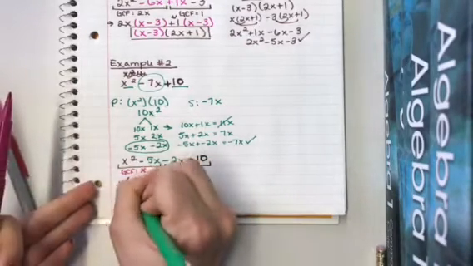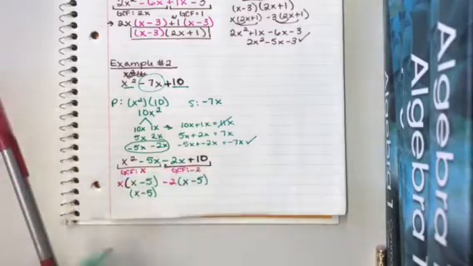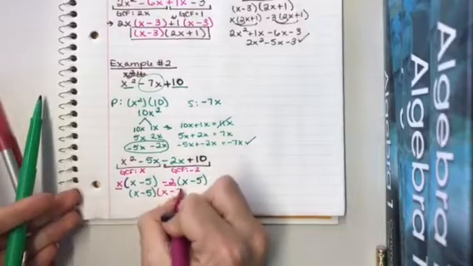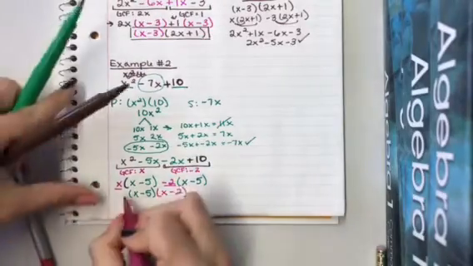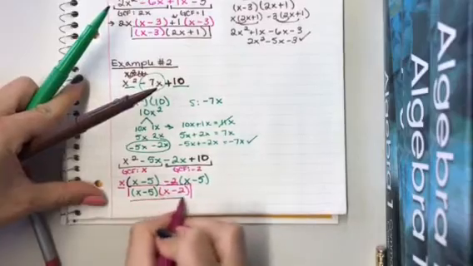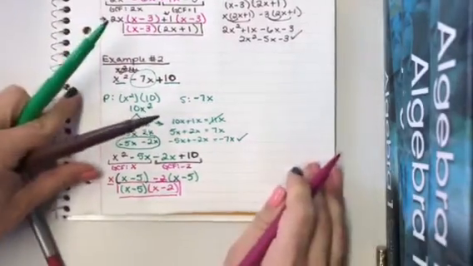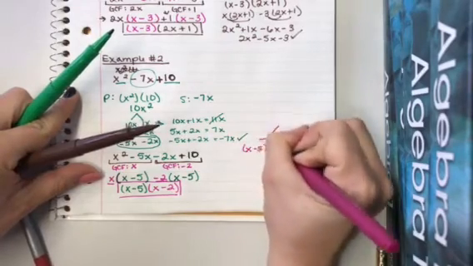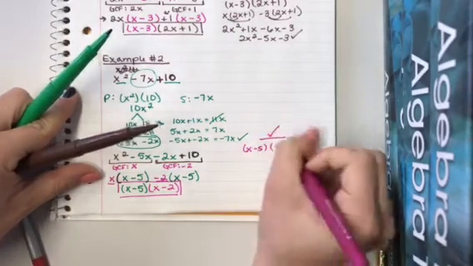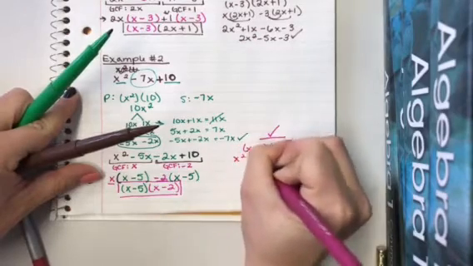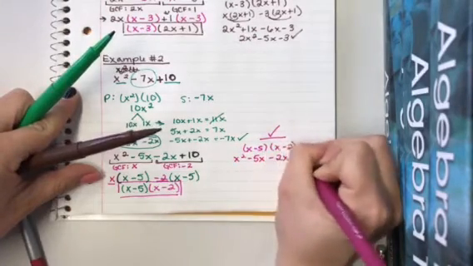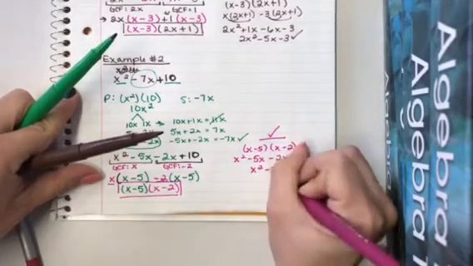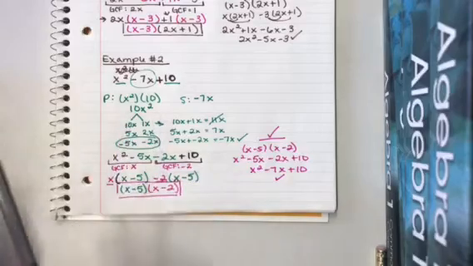So my last step is to rewrite it as x minus 5 times my other set of parentheses, which is the two outside numbers, x minus 2. And this is my answer. And I can check on the side here and do x minus 5 times x minus 2, and we find x squared minus 5x minus 2x plus 10 is x squared minus 7x plus 10. And that checks out to be our original number.